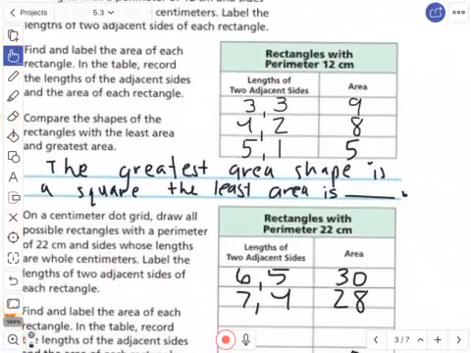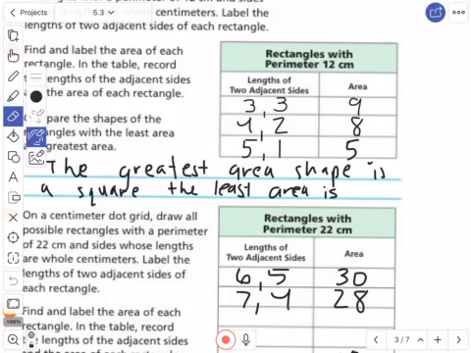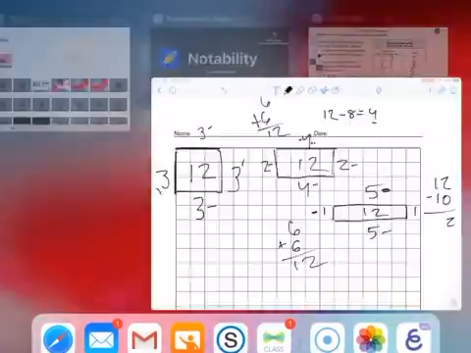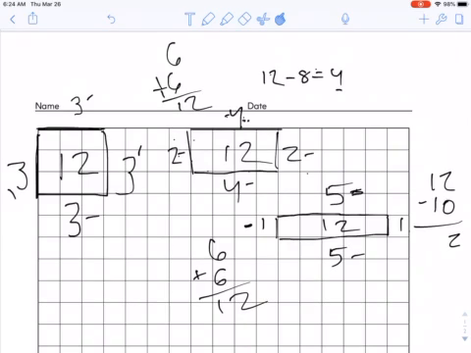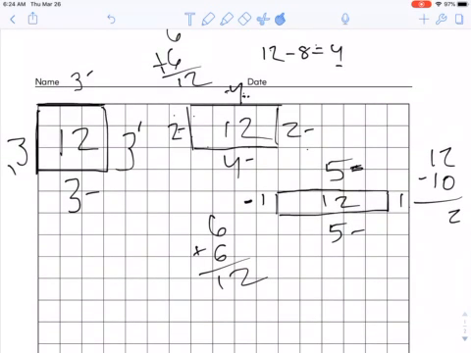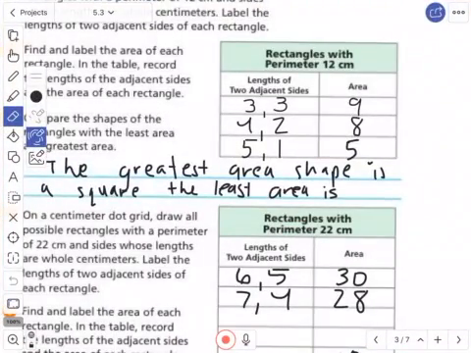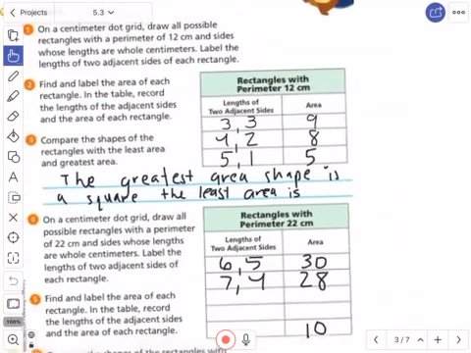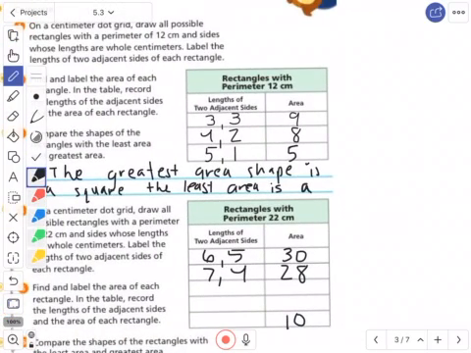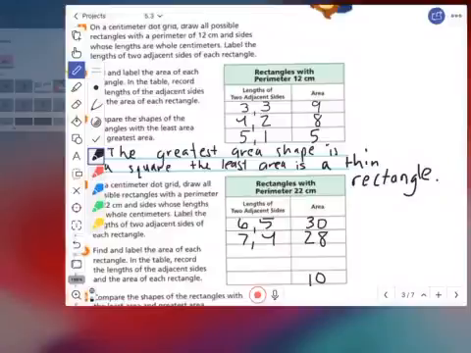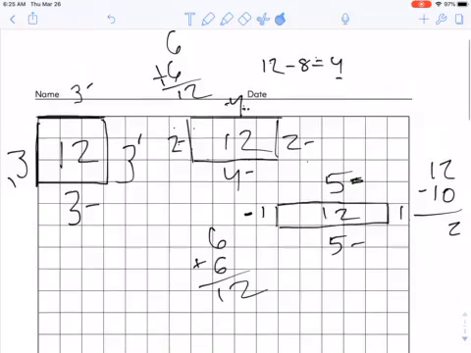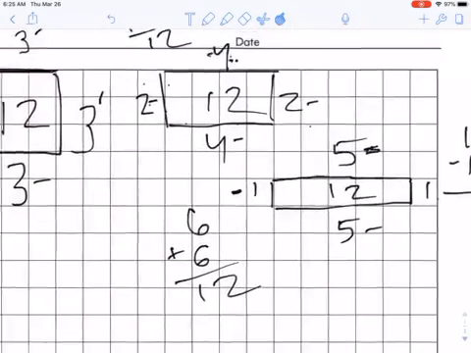So now what I'm going to do is compare those. Now I said my greatest area shape is a square, which it definitely is, because my 3 by 3 is a square. My least area, oh, that's like a long rectangle. The greatest area shape is a square. The least area is a thin rectangle. And you can describe it any way that you want to, but to me it just looked like a thin rectangle. So that's just trying to compare those two. Square. So kind of interesting.